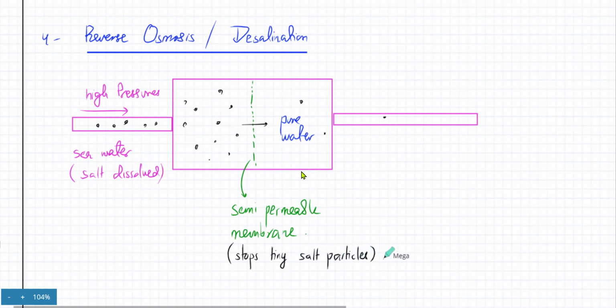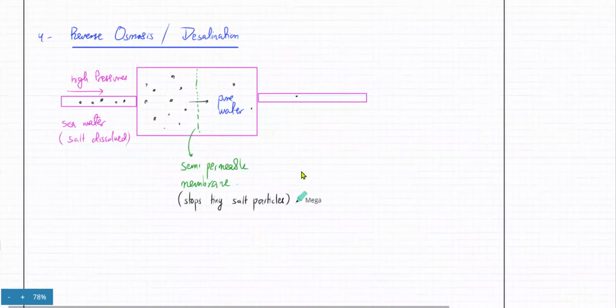So that's how desalination works, especially in coastal cities. ठीक है, so is this clear as well? Yes, sir.